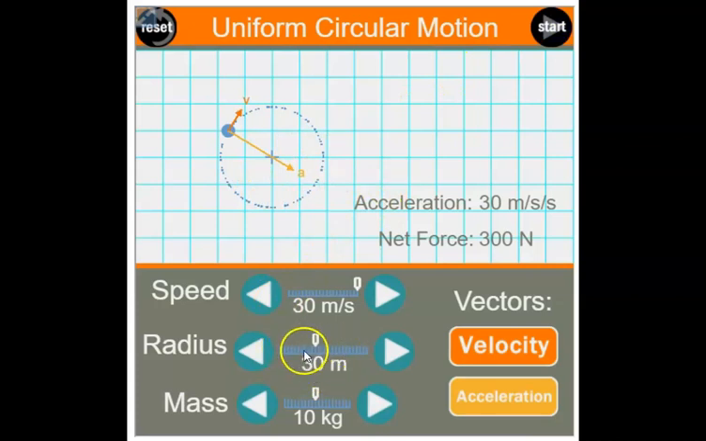What effect do you think doubling the radius will have? You see it's 300 newtons, we're going to 30 meters. Would you expect to need more force or less force if the radius got larger? Let's see what happens. When we double the radius, you can see the force needed gets cut in half. The centripetal force and the radius are inversely proportional. The broader the curve, the less force needed to cause that object to change its state of motion.